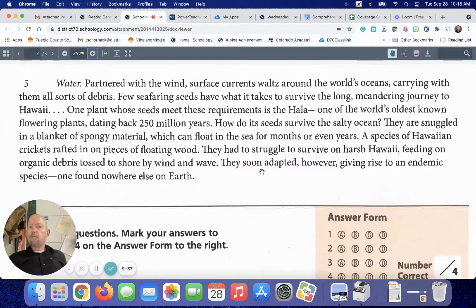Partnered with the winds, surface currents waltz around the world's oceans, carrying with them all sorts of debris. Few seafaring seeds have what it takes to survive the long meandering journey across to Hawaii. One plant whose seeds meet these requirements is the hala, one of the world's oldest known flowering plants, dating back 250 million years. How do its seeds survive the salty ocean? They are snuggled in a blanket of spongy material which can float in the sea for months or even years.